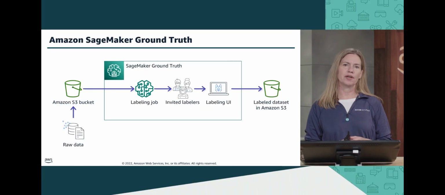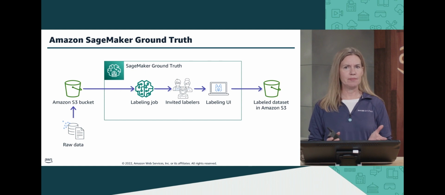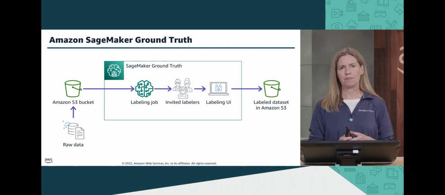Those who are invited to work on the labeling job receive a URL and an email invitation that takes them to the UI. Here they can label items that are stored in the S3 bucket that is associated with the job. The results from the labeling job are stored in Amazon S3, ready for additional preparation.